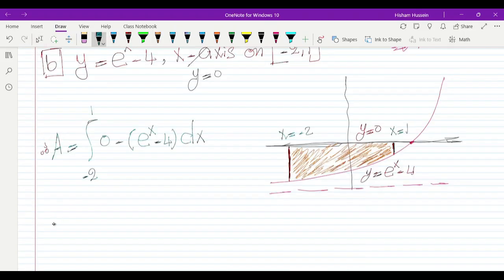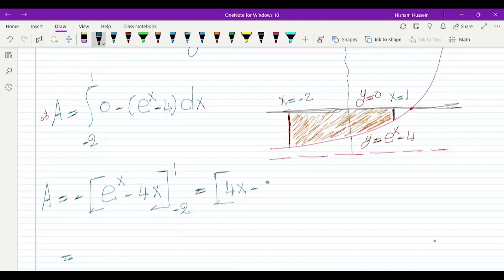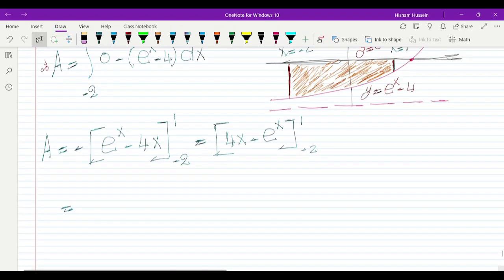Now the integral will be, factor this negative out, integration of e to the power x is e to the power x, minus the integration of 4 is 4x, with the limits from -2 to 1. Substitute with the upper minus substitute with the lower. To simplify the computations, it's 4x minus e to the power x, with the limits from -2 to 1. Substitute with the upper, which is 1. So this will be 4 minus e to the power 1, minus substitute with the lower, replace x by -2, this is -8, minus e to the power -2.